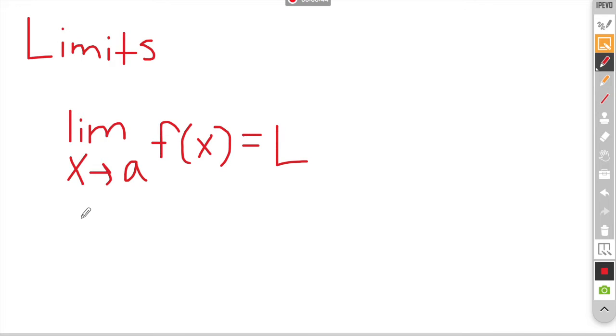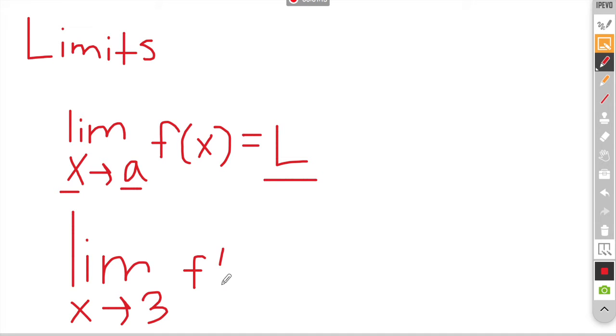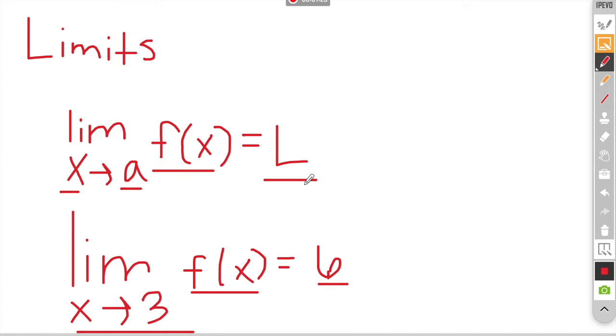The way you say it is that this is known as the limit of f of x, as x approaches a value of a, causing it to get a value of L. So as x goes to a, it goes to a certain value L. For example, if the limit as x goes to 3 of f of x equals 6, then as x goes to 3, f of x is going to 6, that arbitrary value L. So as x is going to a, f of x is going to L, is the way you would write this.